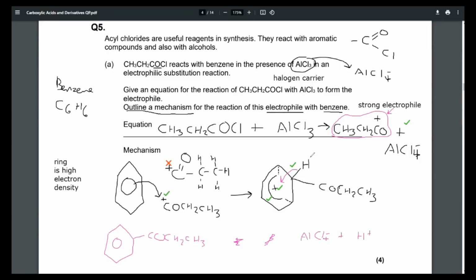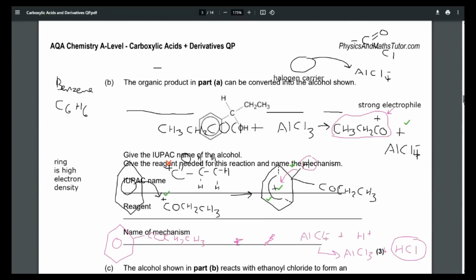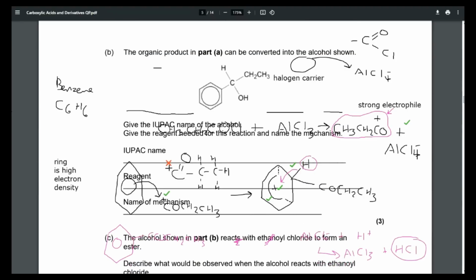AlCl4 minus is going to join with that hydrogen over here. I'll just circle this hydrogen here. This hydrogen up there, which I'm circling in pink, is going to join with the AlCl4 minus that we created in the reaction to make the strong electrophile, and it's going to recycle our halogen carrier. That's why it's a catalyst. Okay, nice. Let's go on.